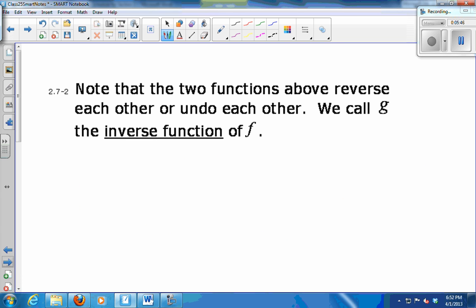So these two functions reverse each other, right? Maybe if I write them down again. Remember, f of x was 3x minus 2, and g of x has to undo what f did. So f multiplies by 3 and then subtracts 2. How would you undo this?